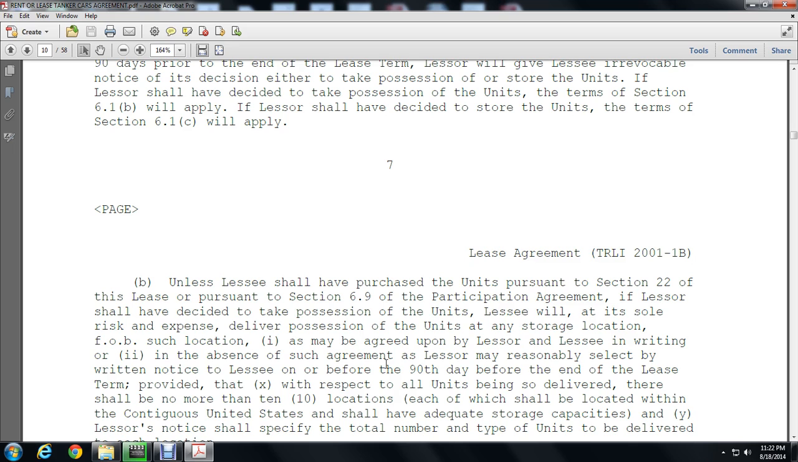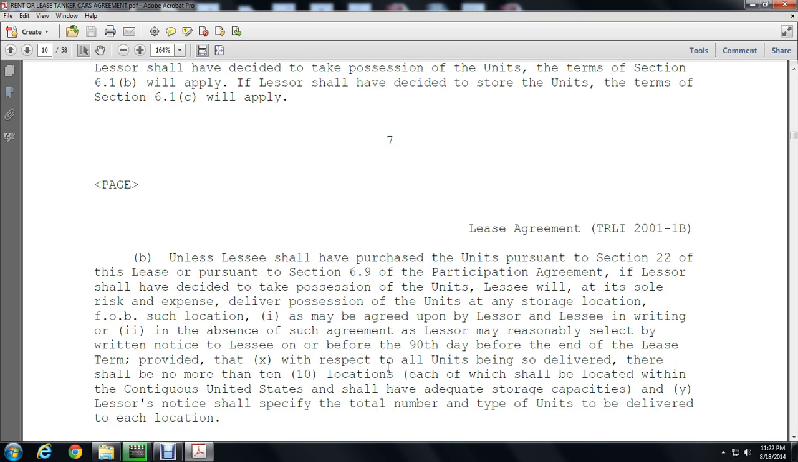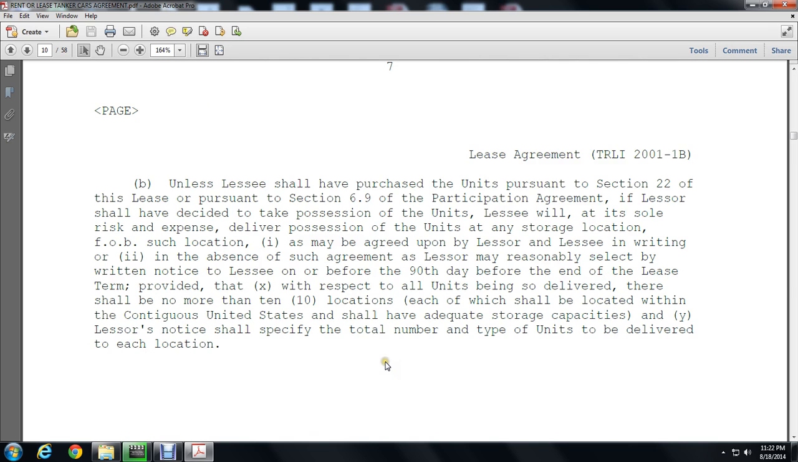With respect to all units being delivered, there shall be no more than 10 locations, each of which shall be located within the contiguous United States and shall have adequate storage capacity. Second, the lessee's notices shall specify the total number and type of units to be delivered to each location.